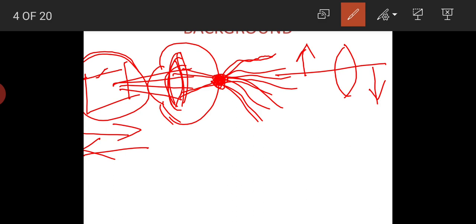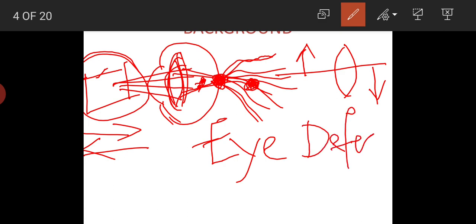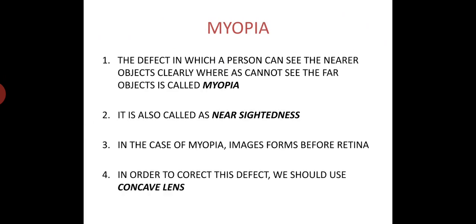Now when the eye lens is unable to change its focal length, what happens? Then the image will not form on the retina. It will form before the retina or after the retina. When the image is not forming on the retina, then your eye is said to have some eye defect. These eye defects are of three types. They are myopia, hypermetropia and presbyopia. Now let us see about each eye defect in a detailed manner.